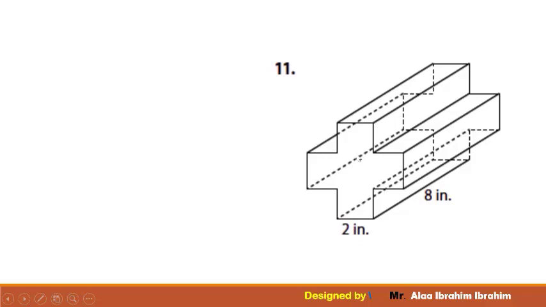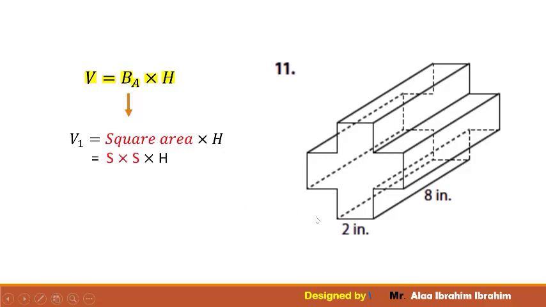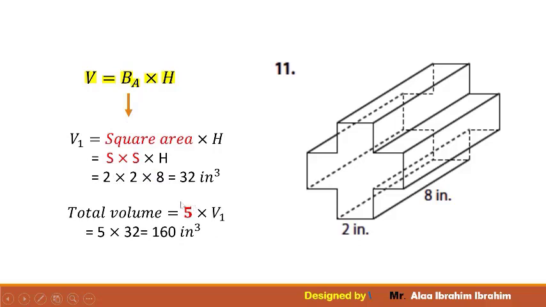So we're dealing now with a square base. So base area, meaning the square this time, times height. So I deal with the square this time. So side times side, 2 times 2, times height 8. So this is 32.